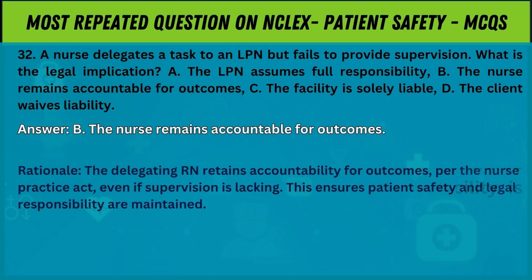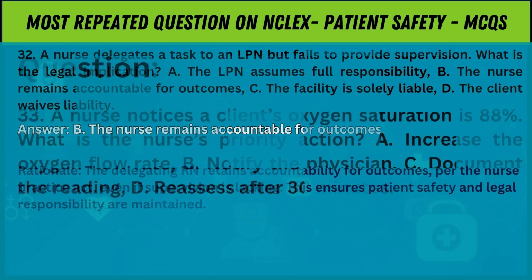Answer, B. The nurse remains accountable for outcomes. Rationale. The delegating RN retains accountability for outcomes, per the Nurse Practice Act, even if supervision is lacking. This ensures patient safety and legal responsibility are maintained.